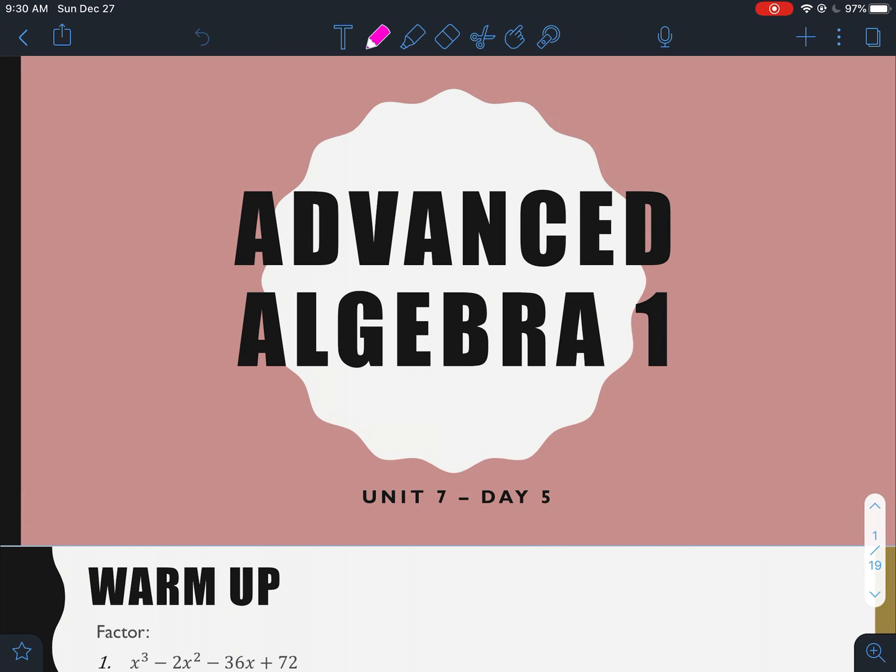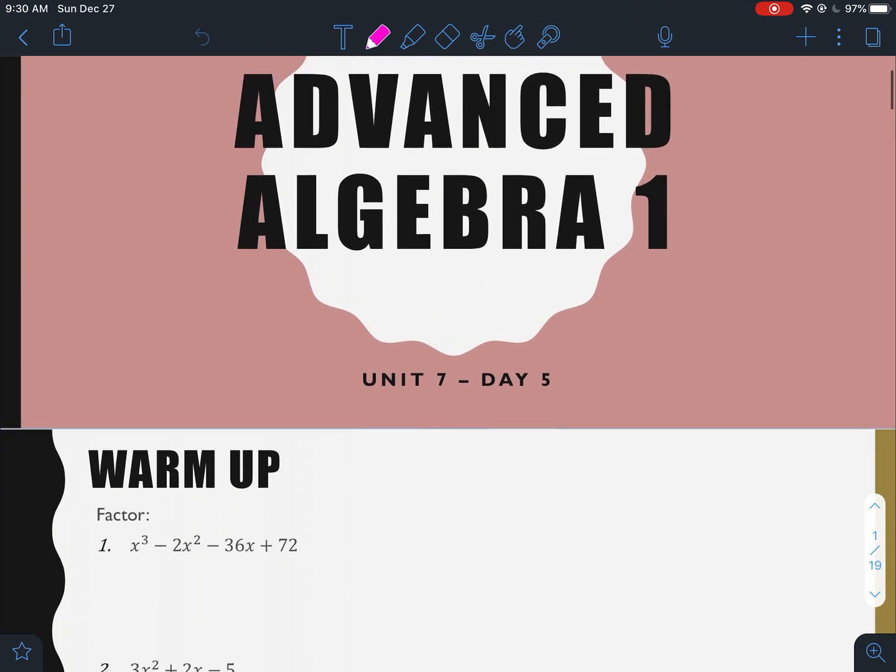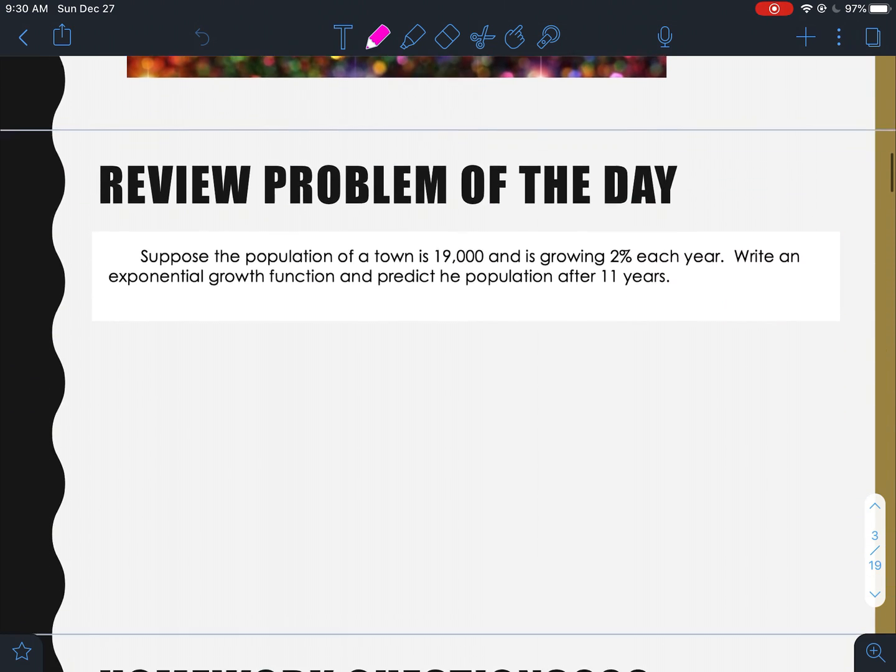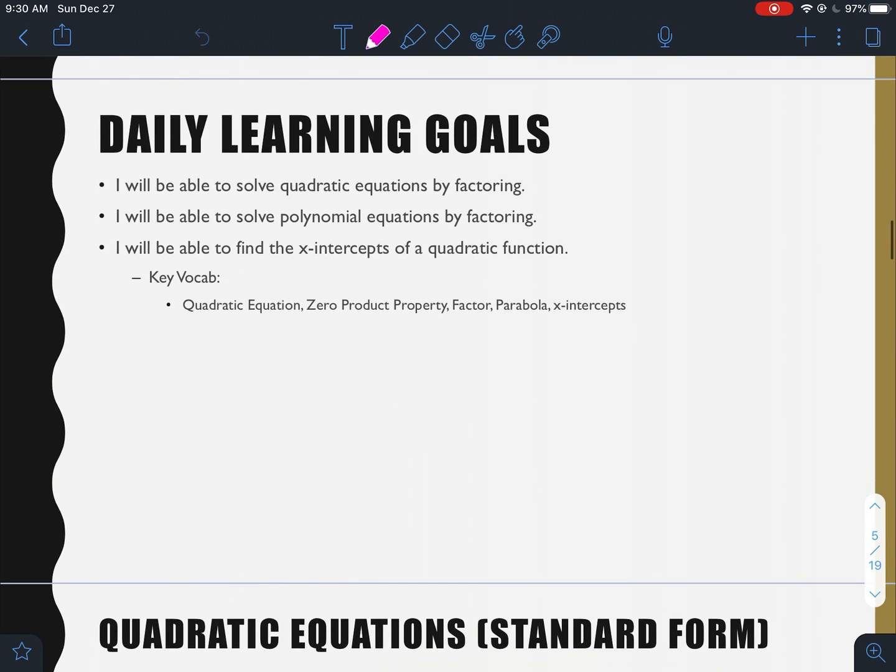These are your notes for Unit 7, Day 5 of Algebra 1. If you would like to see the warm-up, the review question, or any homework questions we covered in class today, just look at the finished notes.